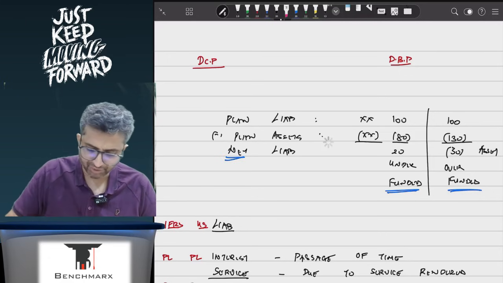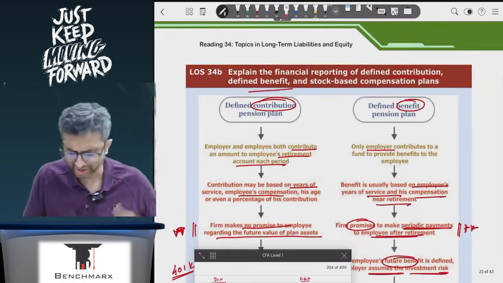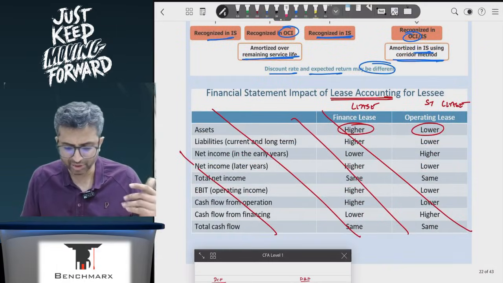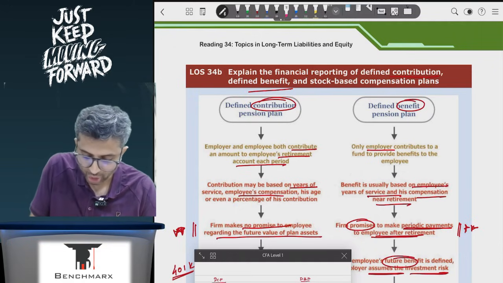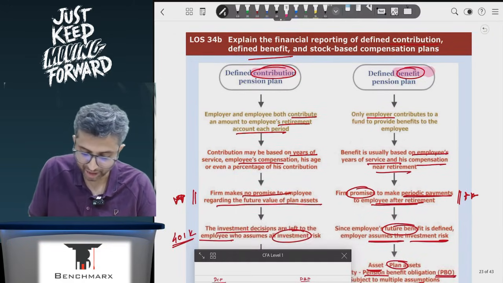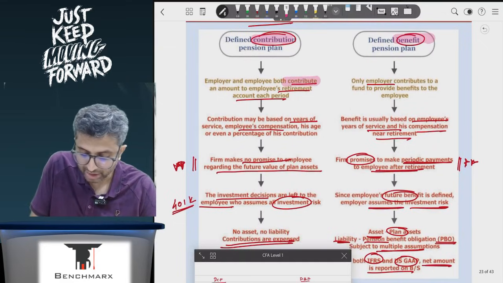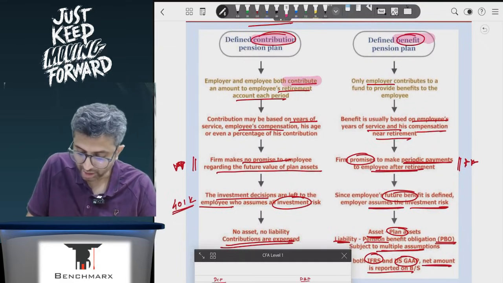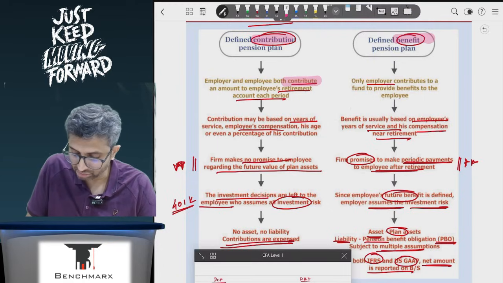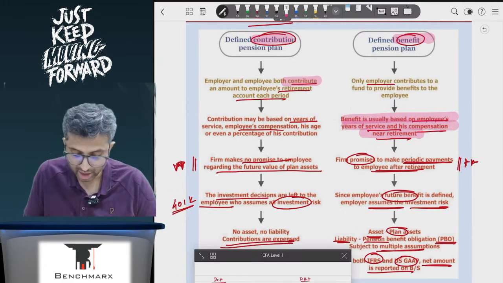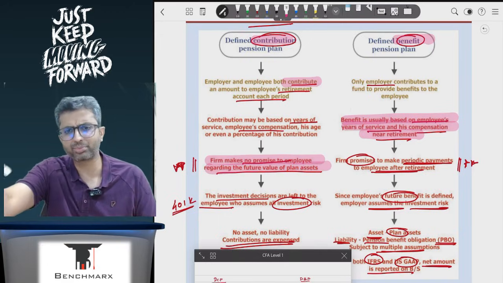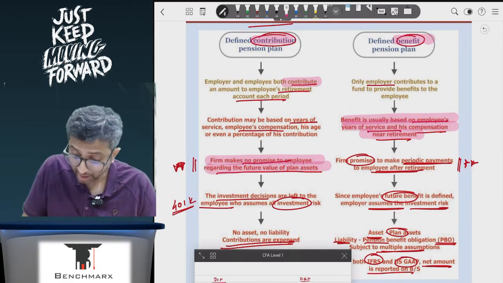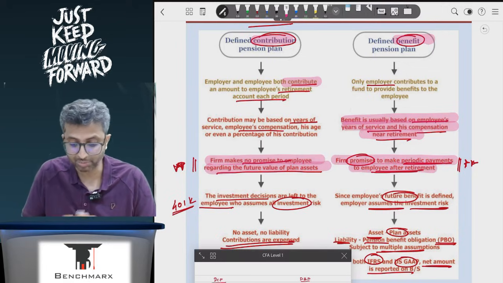Over here, if I were to jump into all of this pertaining to leases, we have covered it at a lot of length with numericals as well. So when I look at the defined contribution plan versus a defined benefit plan, over here they merely contribute. Over here, the benefit is usually linked to years of service and compensation near retirement. The firm makes no promise to the employee regarding future payments. That's it. I'm going to pay 12% and that's about it. But here I promise that I will make this periodic payment.